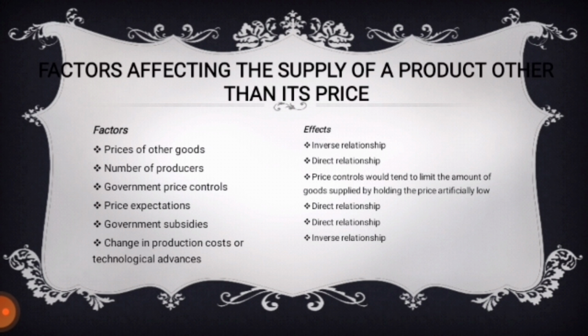Subsidies in effect reduce the production cost of goods and therefore increase the goods supplied at a given price. The last is change in production cost or technological advances, and its effect is inverse relationship. As production costs go up, fewer products will be supplied at a given price. If costs go down, more products will be produced.